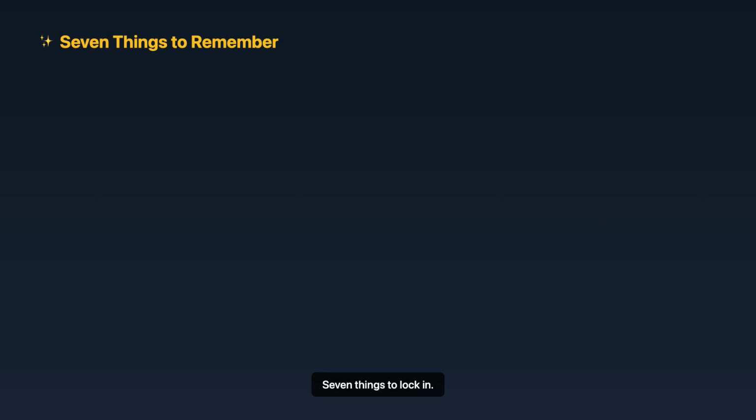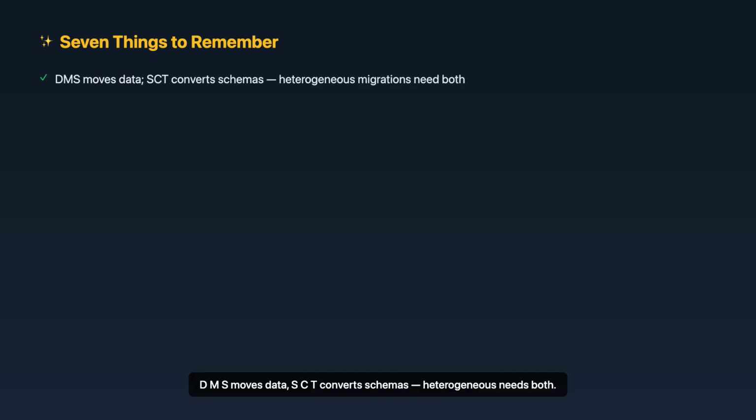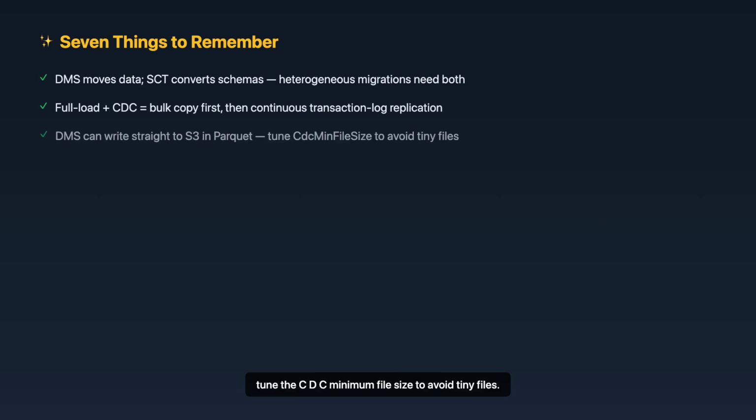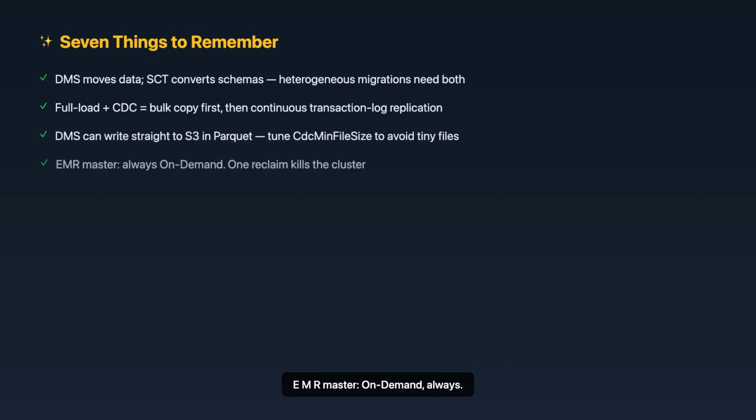7 things to lock in. DMS moves data, SCT converts schemas, heterogeneous needs both. Full load plus CDC: bulk copy first, then transaction log replication. DMS to S3 in Parquet, tune the CDC minimum file size to avoid tiny files.